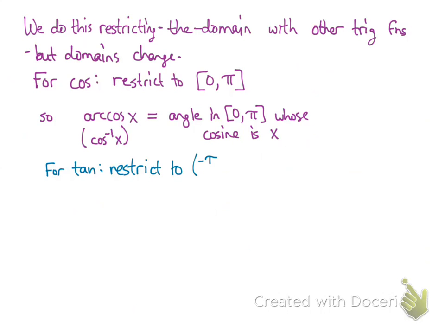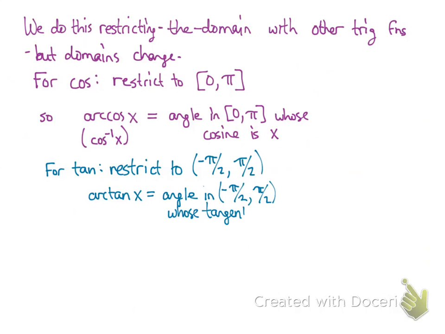You can do it with tangent, and the domain you need is back to negative pi over 2 to positive pi over 2. This time, however, you can't include those endpoints because tangent of pi over 2 is undefined. So it's just the open interval. And once you do that restriction, you can make arctan or inverse tangent, and the arctan of x is the angle in this interval whose tangent is x, and so on. You can also do it with secant, cosecant, and cotangent. They don't come up hardly at all, so you can look those up in the book.